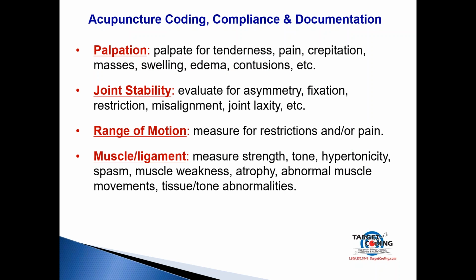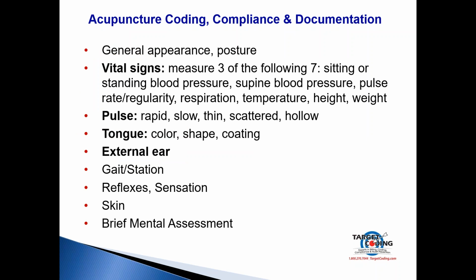See if there's any muscle spasm, muscle weakness, muscle tightness, hypertonicity in the neck muscles and upper back muscles. And your acupuncturist is probably going to want to look at the pulse, if it's rapid, slow, thin, scattered, hollow. Many acupuncturists look at the tongue for its shape, its coating, its color. Many acupuncturists like to do vital signs, look at the ear.